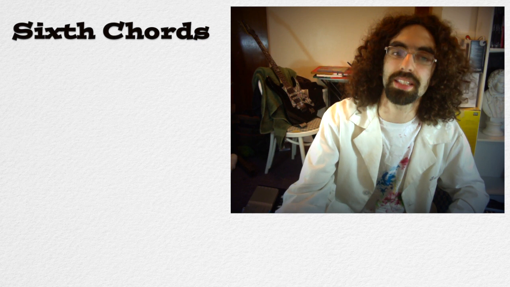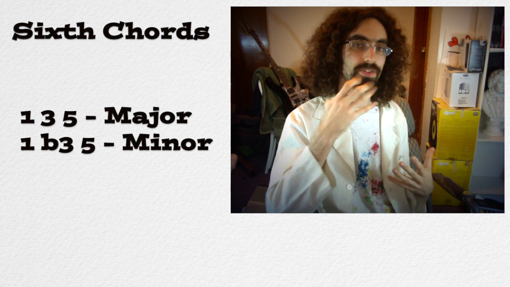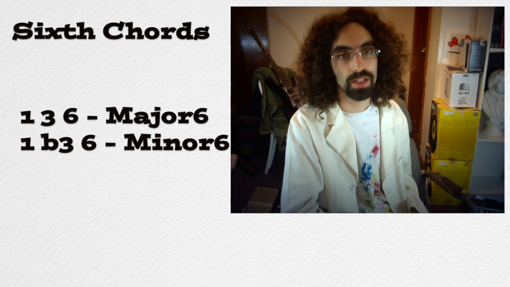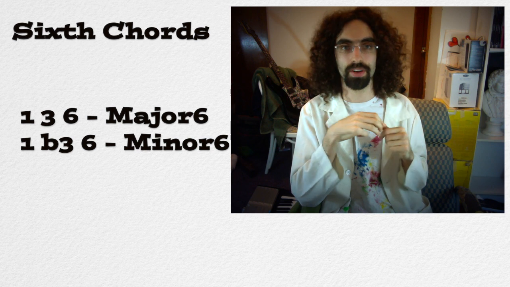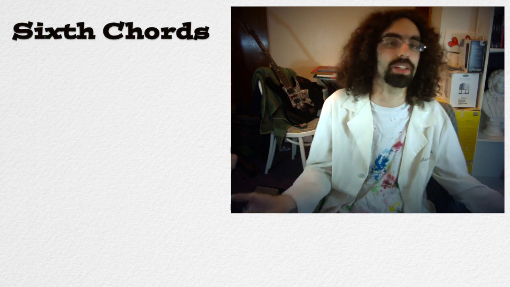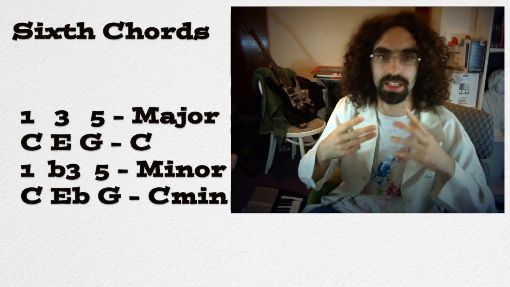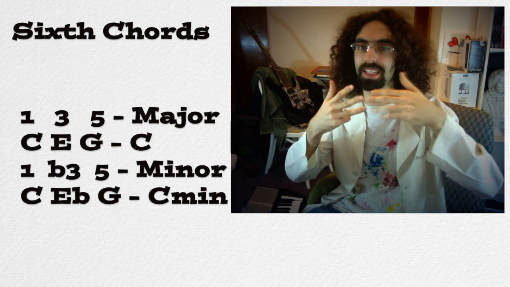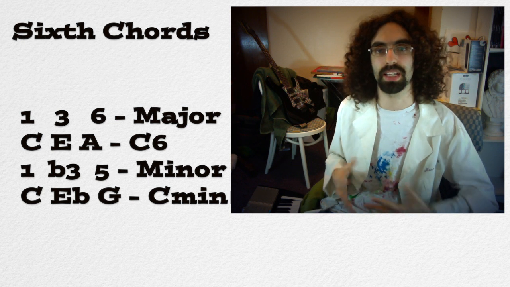So next let's look at sixth chords. Basically, if you take a major or minor triad and replace the fifth with the sixth, then you have a sixth chord. So 1, 3, 5 becomes 1, 3, 6, and 1, flat 3, 5, which is your minor triad, becomes 1, flat 3, 6. So let's just try that with our C major and C minor triads. If we replace the G in a C major triad, C, E, G, with a major sixth up from C, we get C, E, A instead of C, E, G. And C, E, A is called a C6 chord.